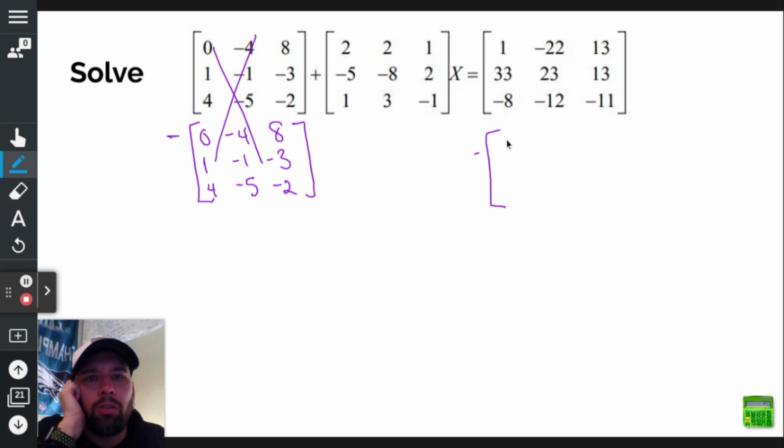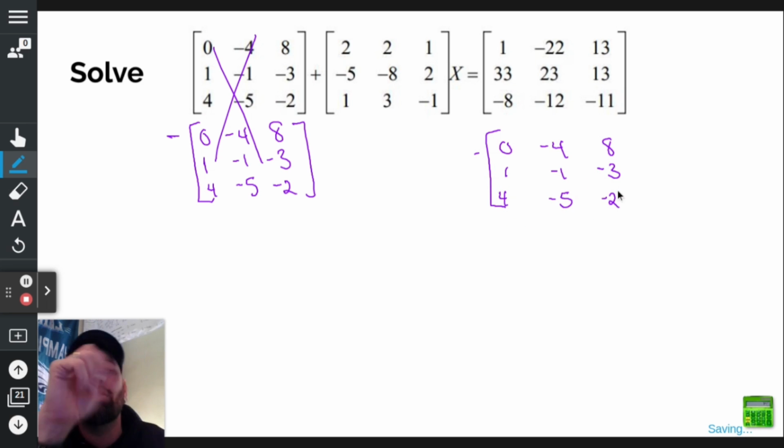So I'm subtracting this matrix, which is 0, negative 4, 8, 1, negative 1, negative 3, 4, negative 5, negative 2.